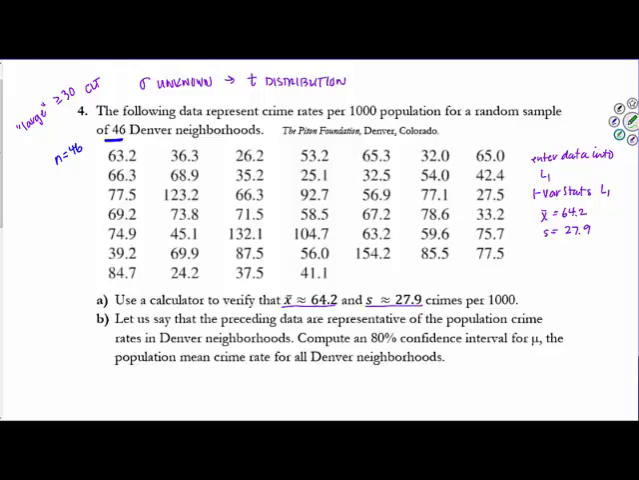The confidence level is 80%, so that will tell us the critical value of t. To do this, we need to know the confidence level, like we said, 0.80, but also the degrees of freedom. If the sample size is 46, the degrees of freedom is 45. So we need a t value from the table of 80% confidence and 45 degrees of freedom.